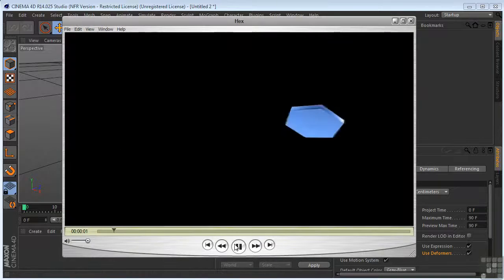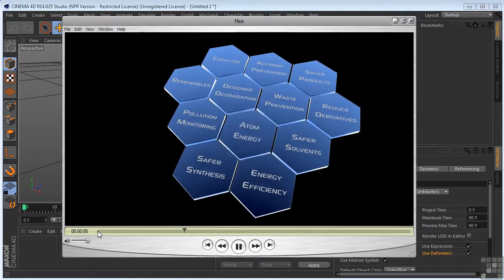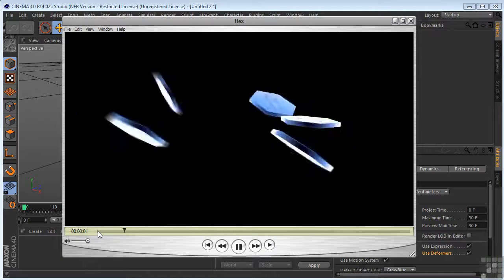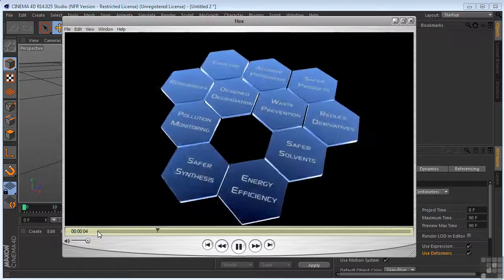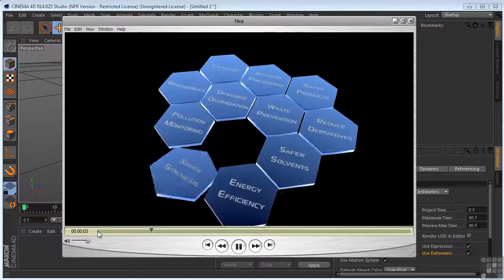This was done with Mograph. The modeling was done in Cinema 4D, but the way that these pieces are coming in, they're animating in, and the way they're sort of springing, have that little spring to them, that's done with Mograph.